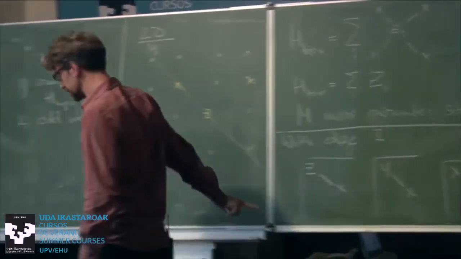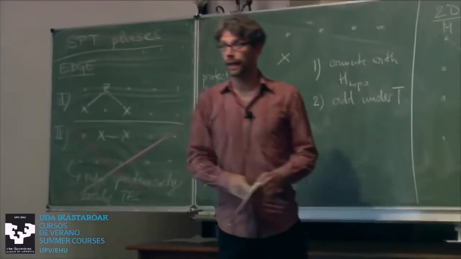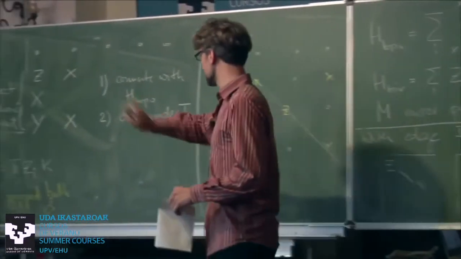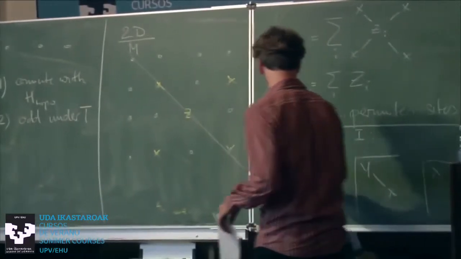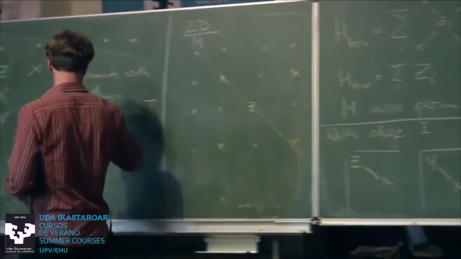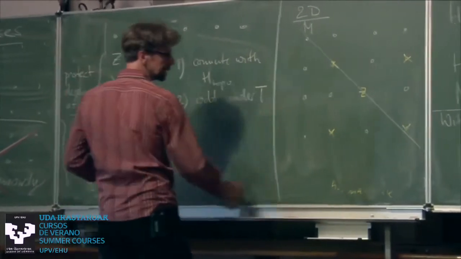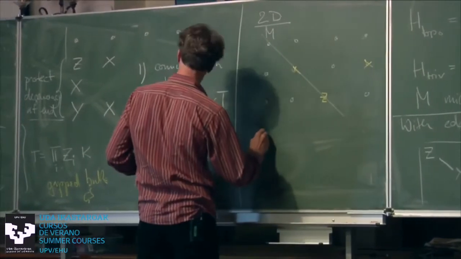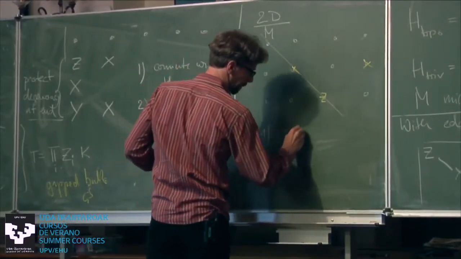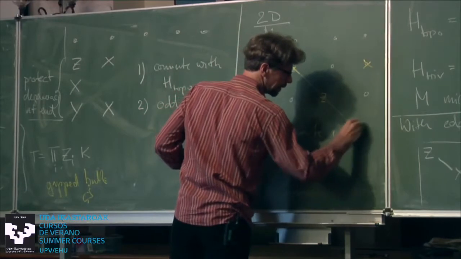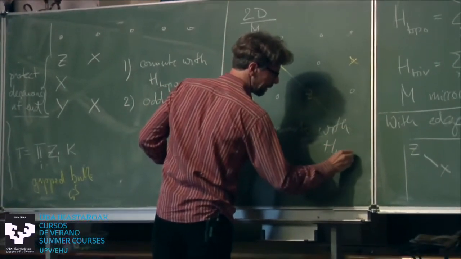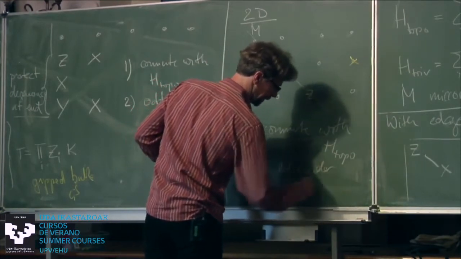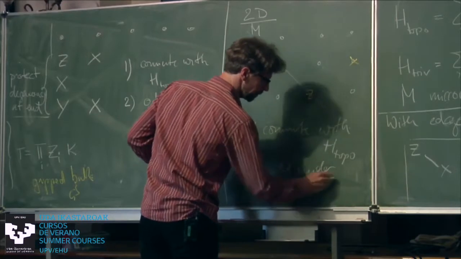Okay, so there's 3 operators. They all commute with the Hamiltonian, and they are odd under the product of mirror times time reversal symmetry. So they are basically satisfying the same 2 conditions that we have over here. So they commute with this H topo, and they are odd under mirror times time reversal.